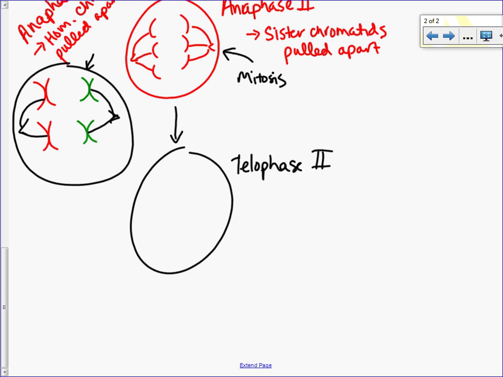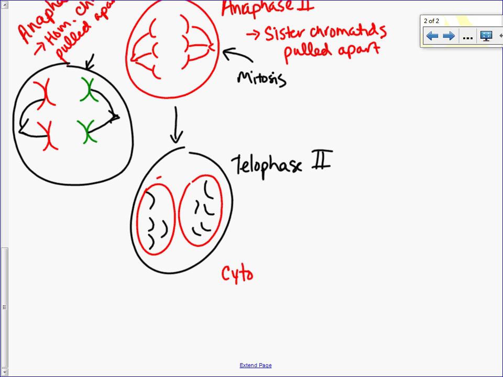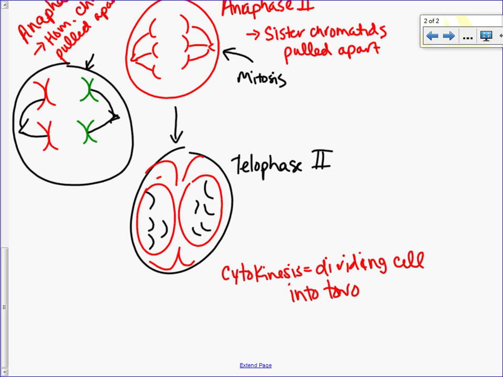In telophase 2, now we've got our chromatids at either end of the cell, and it forms 2 nuclear membranes, and then cytokinesis is dividing the entire cell into 2. So then we see with cytokinesis it pinching in, and we end up with 2 cells.